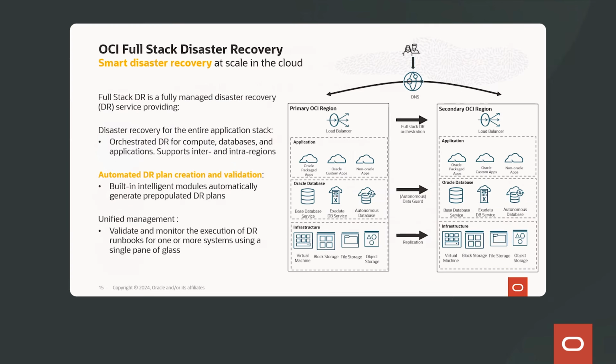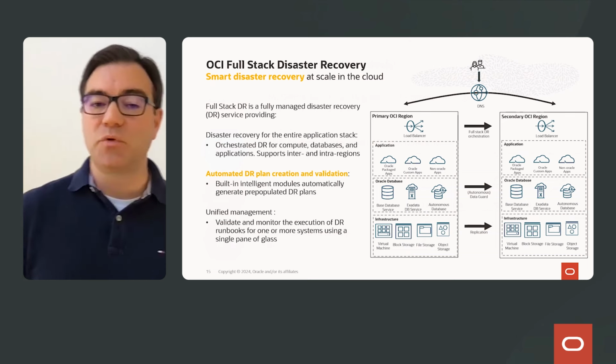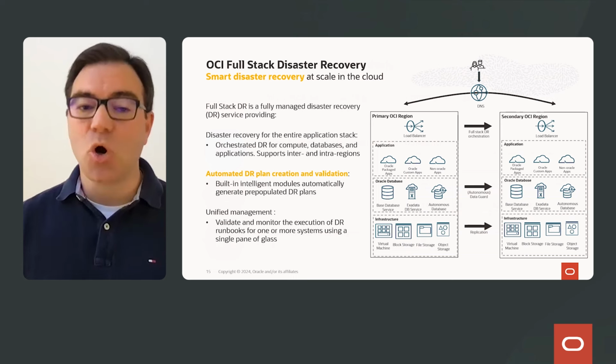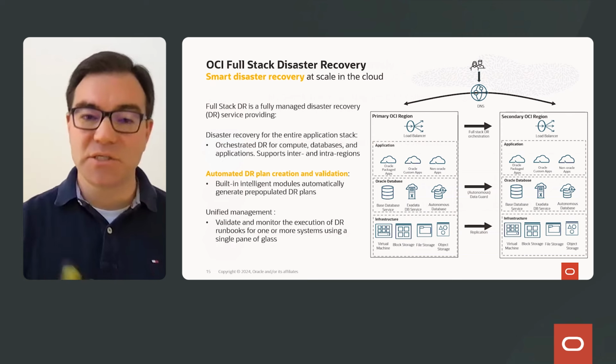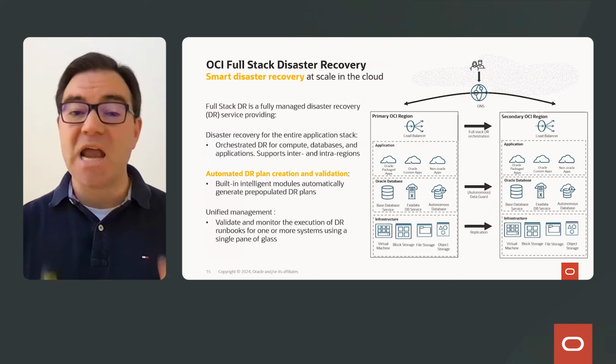OCI Full Stack Disaster Recovery, or short Full Stack DR, is a smart disaster recovery service that allows you to provide fully managed disaster recovery for the entire application stack. So when you move your application, your database into Oracle Cloud, what Full Stack DR will provide you with is a means to set up a disaster recovery plan that not only considers and incorporates the Oracle database, it will also consider the application and the infrastructural pieces such as virtual machines, block storage, or file storage as you move into the cloud. What makes it a smart disaster recovery service is that it uses automatic DR plan creation and validation.